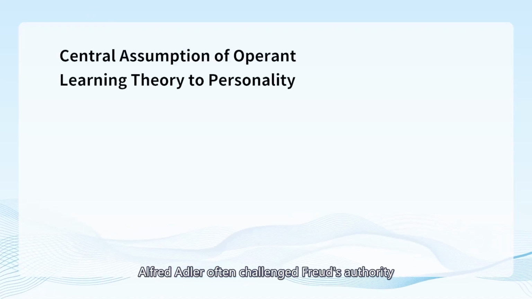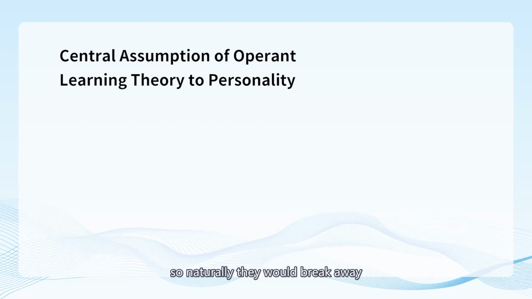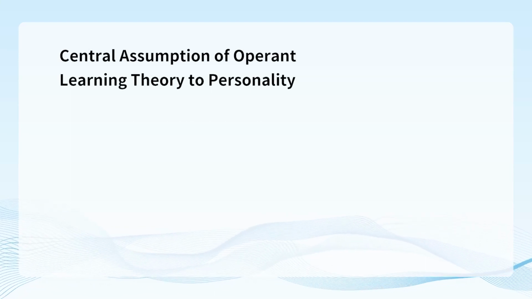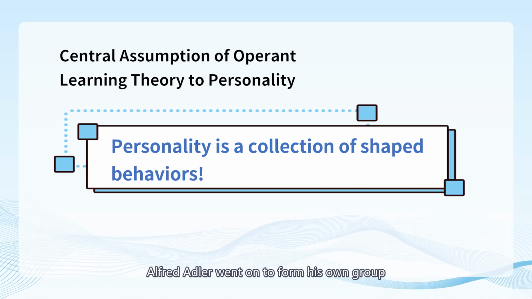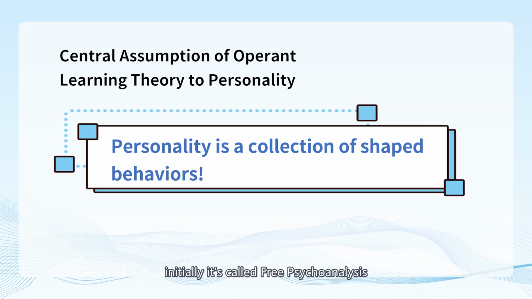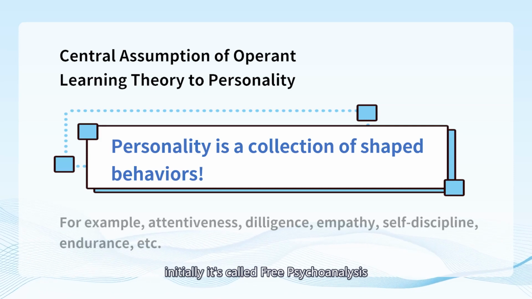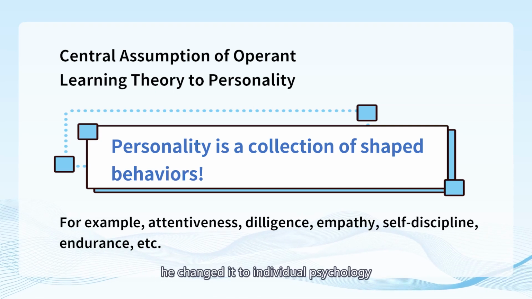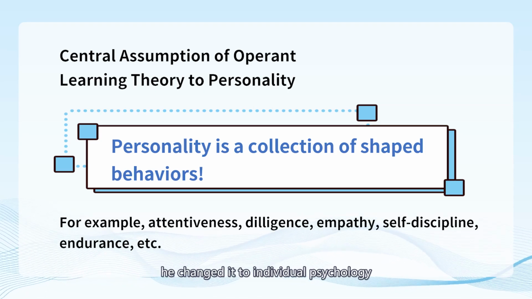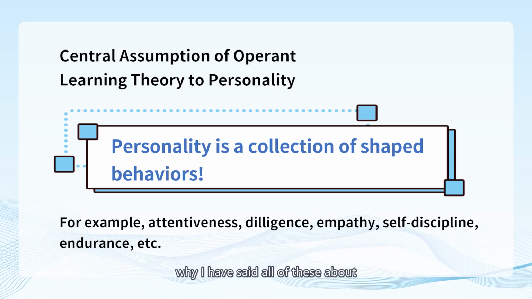So, the central assumption of operant learning theory to personality is a collection of shaped behaviors. For example, attentiveness, diligence, empathy, self-discipline, and endurance. They can all be trained.